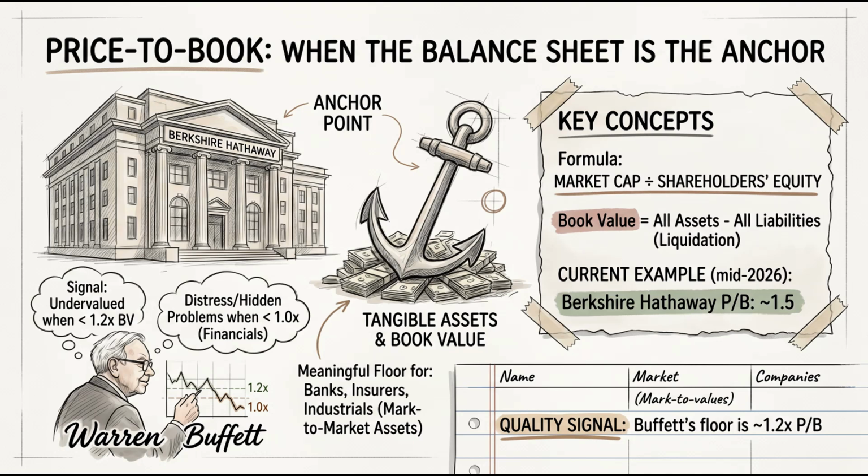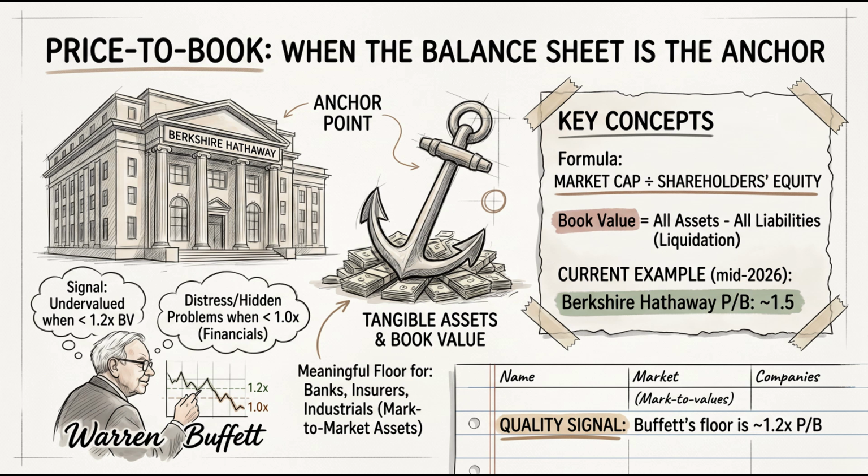The price-to-book ratio divides market capitalization by total shareholders' equity. Book value is what remains if a company liquidates all assets and pays all liabilities. For banks, insurers, and industrial conglomerates, this is a meaningful floor because their assets are tangible. Berkshire Hathaway trades at a price-to-book near 1.5.